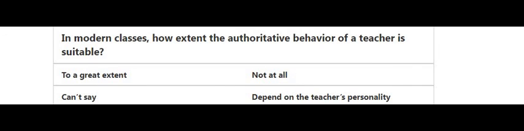In modern classes, to what extent is the authoritative behavior of teacher suitable? To a great extent, can't say, depends on teacher responsibility, depends on the teacher personality. The correct answer is to a great extent.